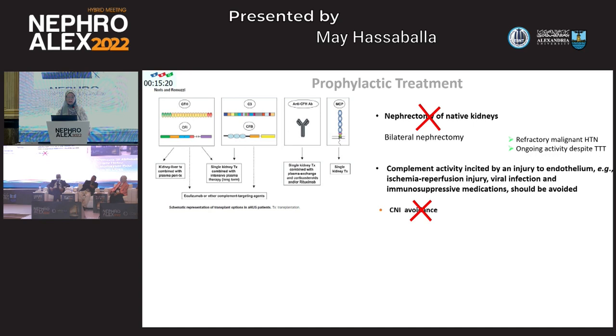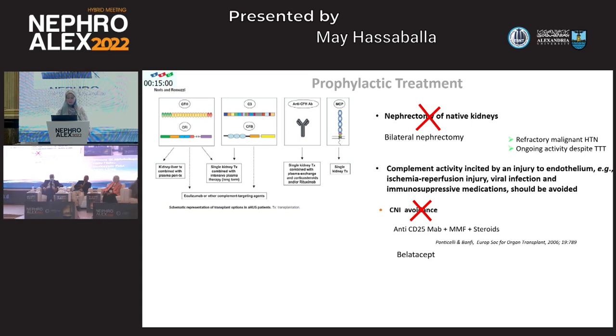And we don't do calcineurin avoidance anymore, but it was suggested by Ponticelli a long time ago that we can use anti-CD25 monoclonal antibodies together with MMF and steroids. Belatacept is one of the immunosuppressants that do not cause TMA. This is in contradistinction to all other immunosuppressive medications.